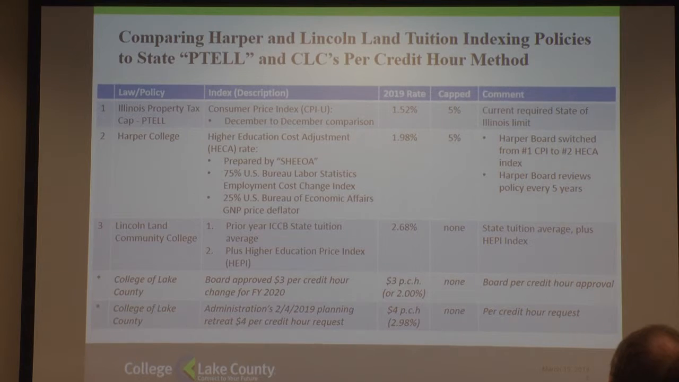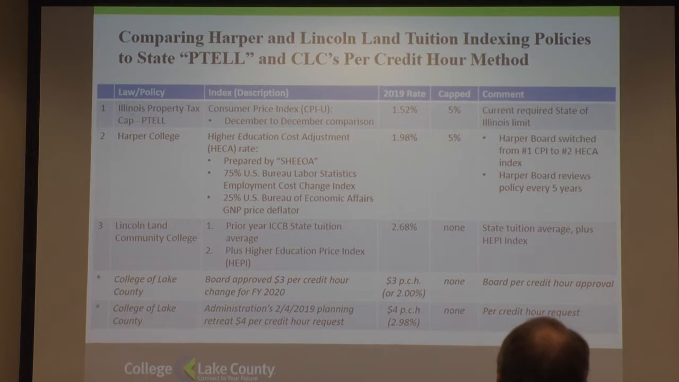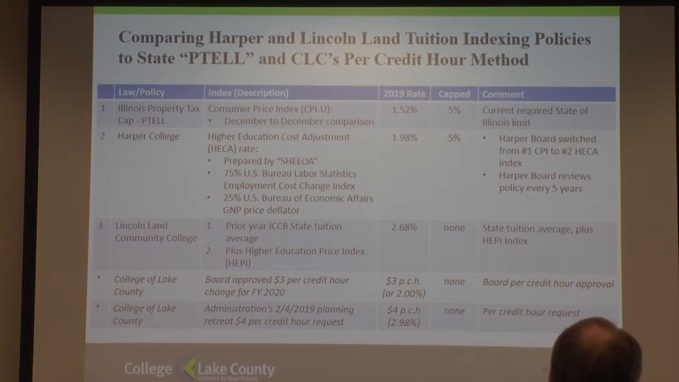And then just to round out the conversation, we came to the board at the spring retreat, and we requested a $4 per credit hour increase, and that would have been almost a 3% increase. And the board, at the, I believe it was the February board meeting, approved a $3 per credit hour change, and that would have translated to about a 2% increase, just to put those various measures in perspective.